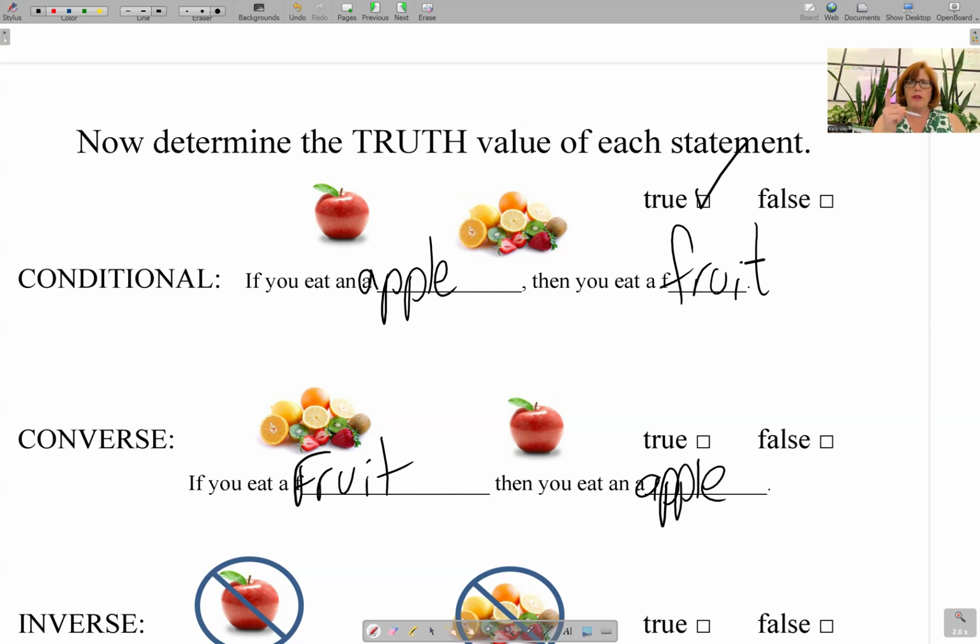Wait a minute. Really important you get this. If something is only sometimes true, you must mark false. In geometry logic, something is true only if it's always, in every case, true. If it's only sometimes true, sometimes not, you have to say the statement is false. For example, if you eat a fruit, then you eat an apple. No, you could be eating a banana, and if you eat a banana, that's not an apple. So that's a sometimes false statement. So you must make it false because it's only true if you're eating an apple.